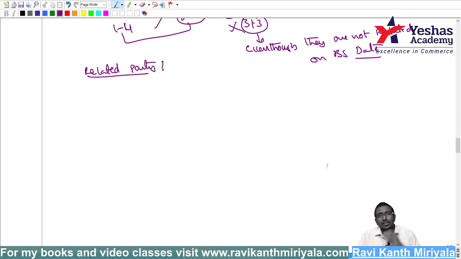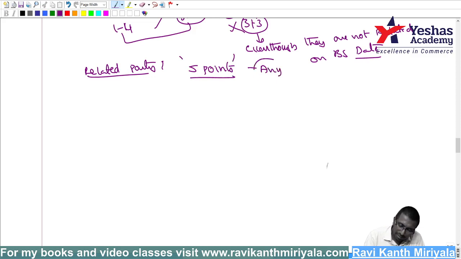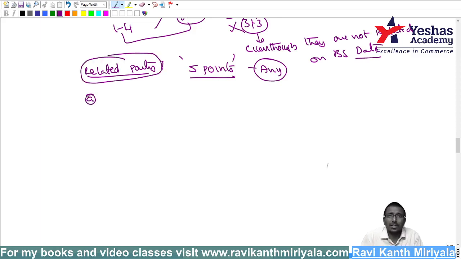The standard has given 5 points. If you satisfy any point, if you are falling under any of these, then you are a related party. Anyone. If you are falling under any of this relation, yes, you are a related party. If you understand these 5 points correctly, this standard is over. There is nothing else in this standard other than these 5 points.